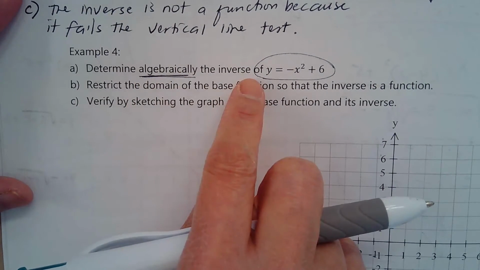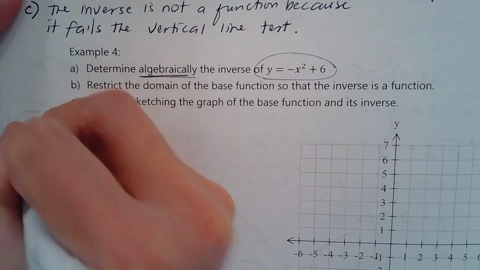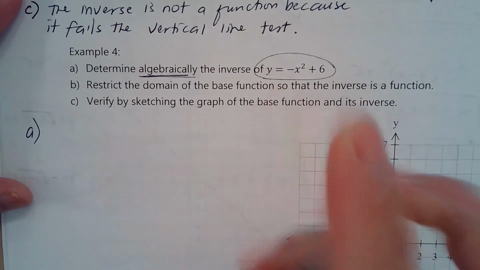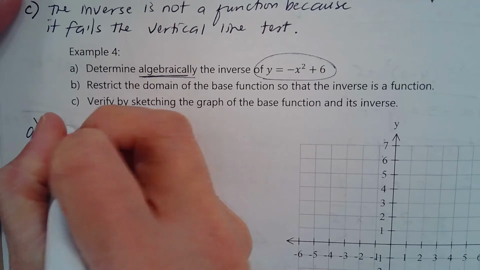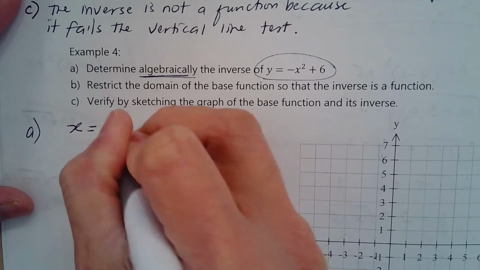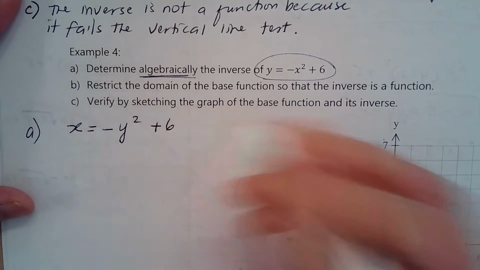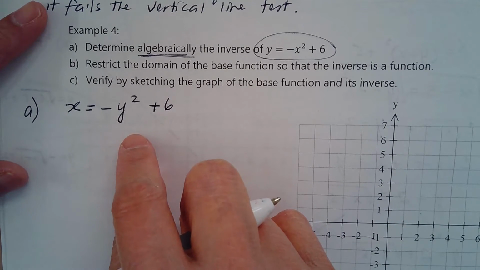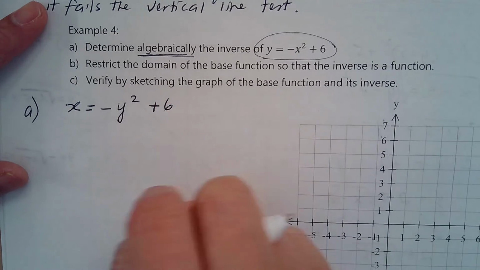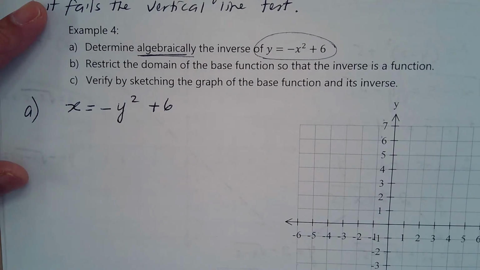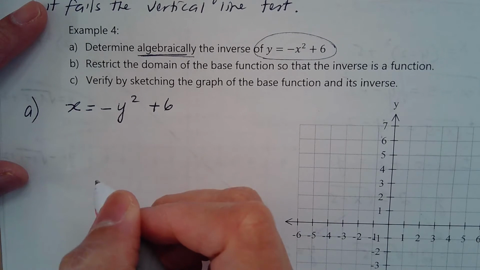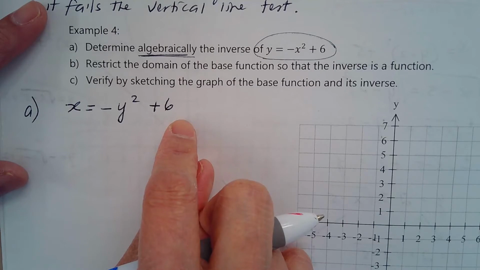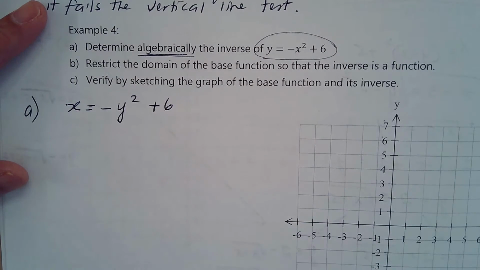So determine algebraically. That's not bad. We swap the x and the y, so it becomes x equals negative y squared plus 6. Then we're going to isolate the y, have the y by itself. Why don't you go ahead and try that? I'll do it on my page, and just keep looking to see if you're on the right track.